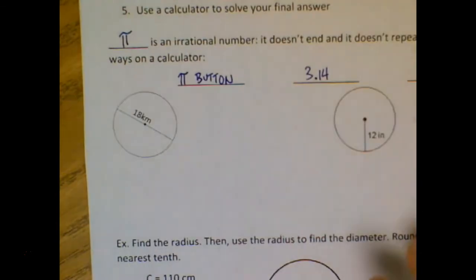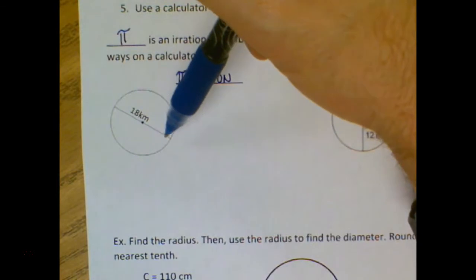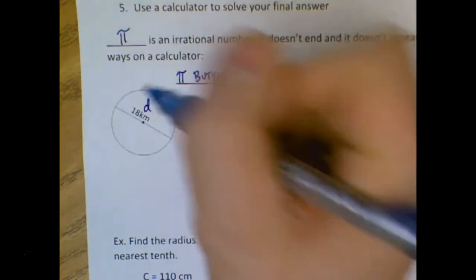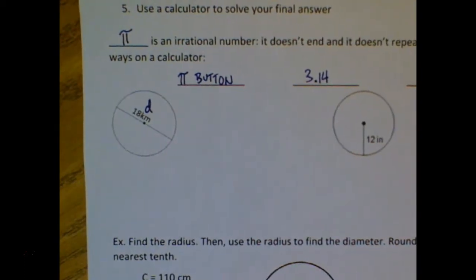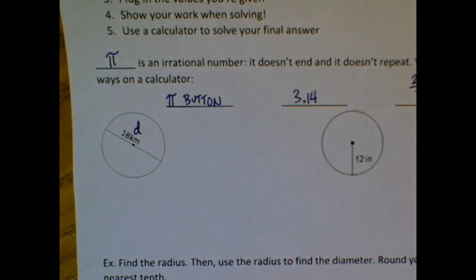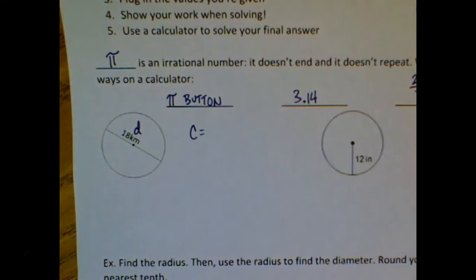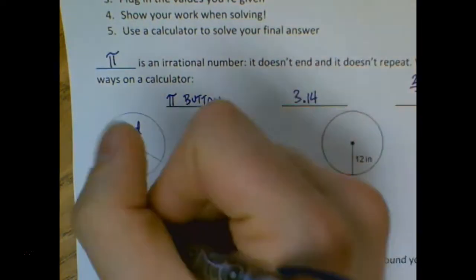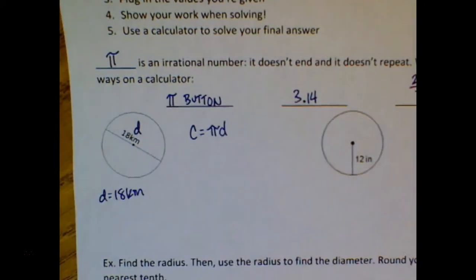Let's take a look at the first circle we have. If I take a look, we are given the diameter because that goes all the way through. So it tells me that the diameter is 18 kilometers. And what we need to do is solve for the circumference. So we're going to use the formula of C equals pi d. The reason is because we know that the diameter equals 18 kilometers.